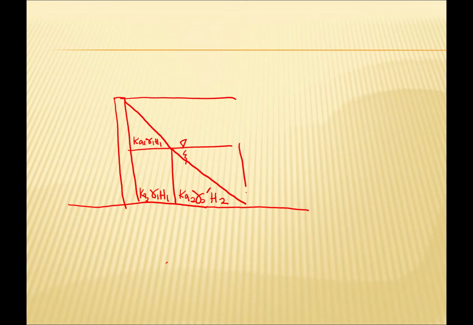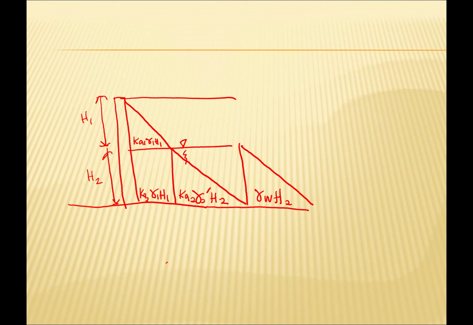And then you have another layer here for soil layer 2. That one will be Ka2 gamma 2, but this one will be gamma dash, and then you have H2. And because you have that water, we must draw the water stress distribution. That one is gamma W HW. So this is the height for H1. This one is the height for H2.